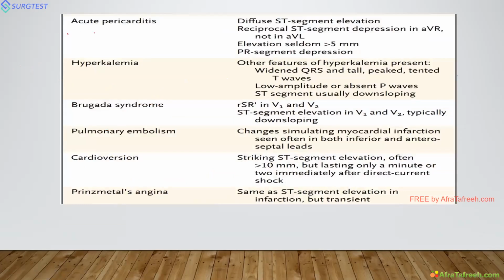In acute pericarditis, you will have diffuse ST elevation, but there will be reciprocal ST depression in aVR. Another thing is PR segment depression. So whenever there is PR segment depression with ST elevation in all leads, you should suspect acute pericarditis.